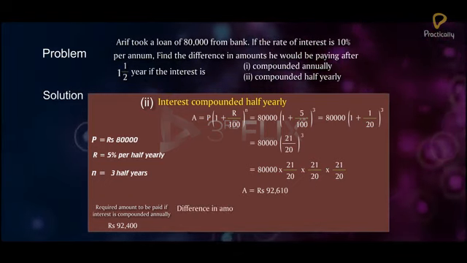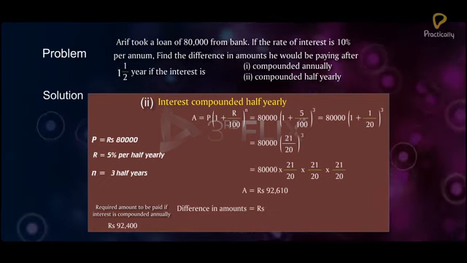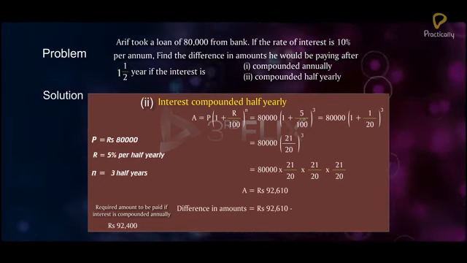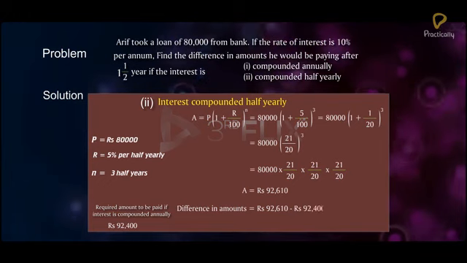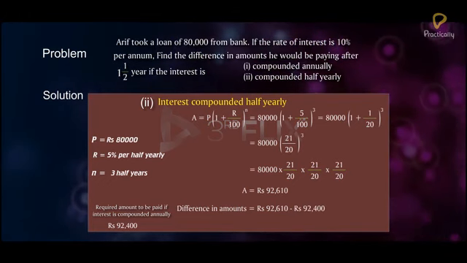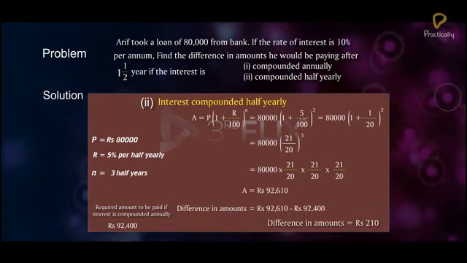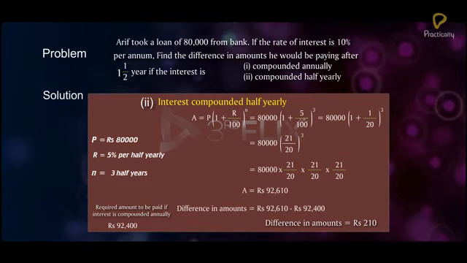The difference in amounts is equal to rupees 92,610 minus 92,400. That is, the difference in amounts is rupees 210.